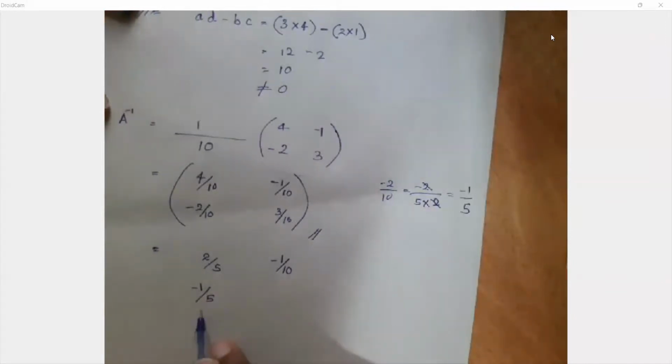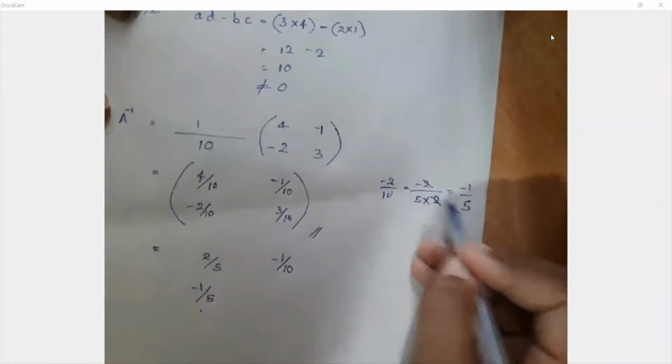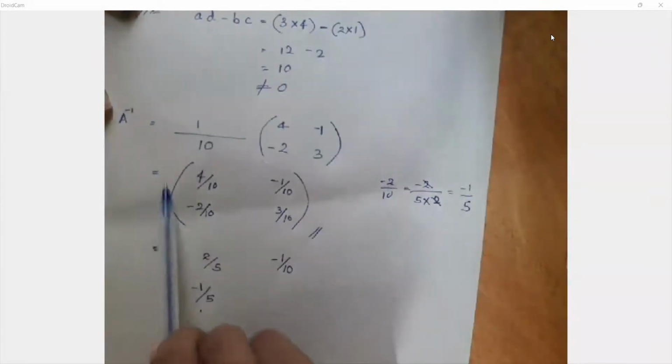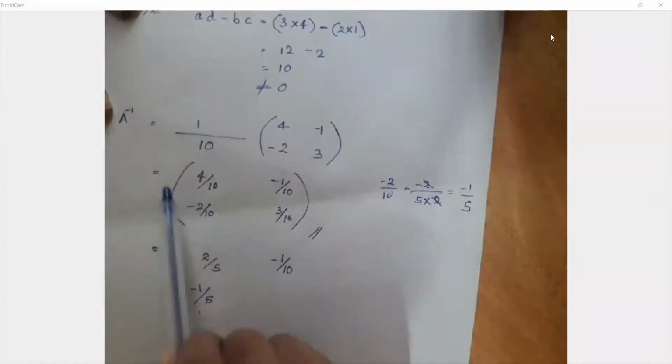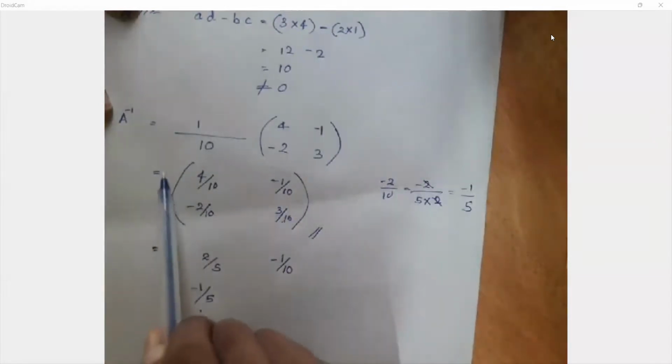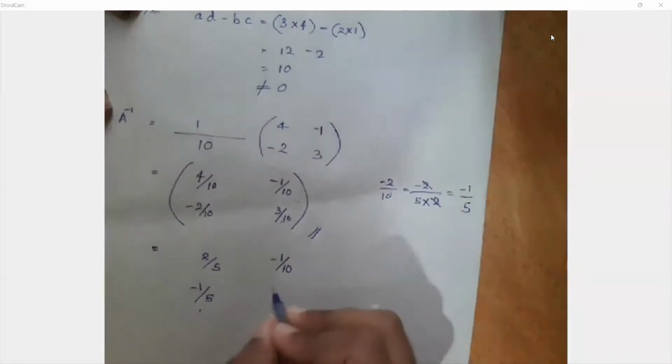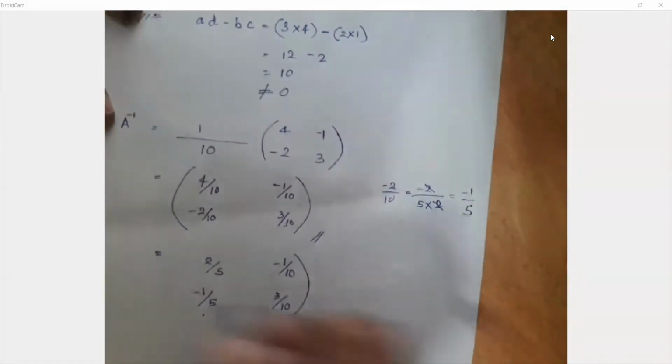Here you can't just take a 2 out. I'm cancelling off. If you are taking a 2 out, you have to put it here, and also take the factor from here also. So we are just cancelling. 3 over 10. This is the final answer.